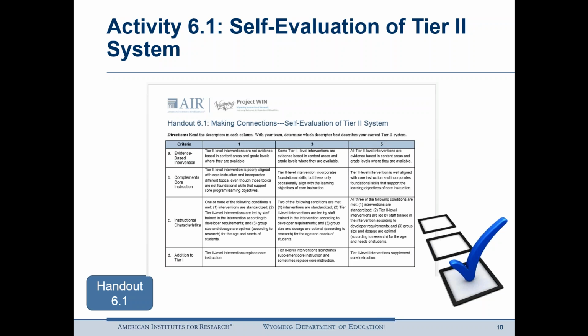Locate handout 6.1 in your participant workbook. Here is the Fidelity of Implementation rubric for evaluating a Tier 2 system. Pause the recording and reflect on what you see in the final column. How closely are you implementing a Tier 2 system? Do you have evidence-based interventions? Do your instructional characteristics align with the requirements? Is your Tier 2 scheduled in addition to your Tier 1 program?